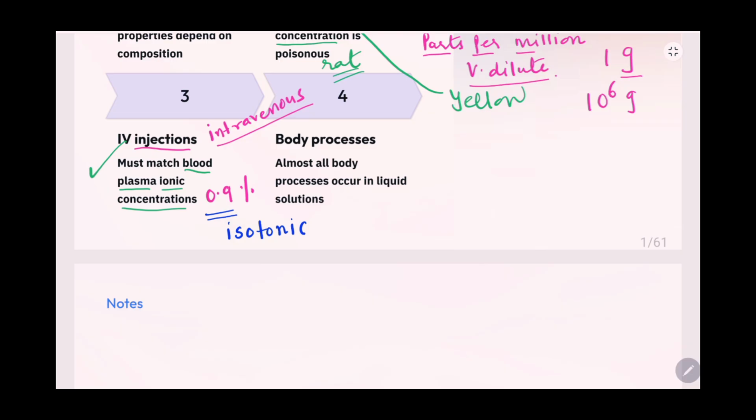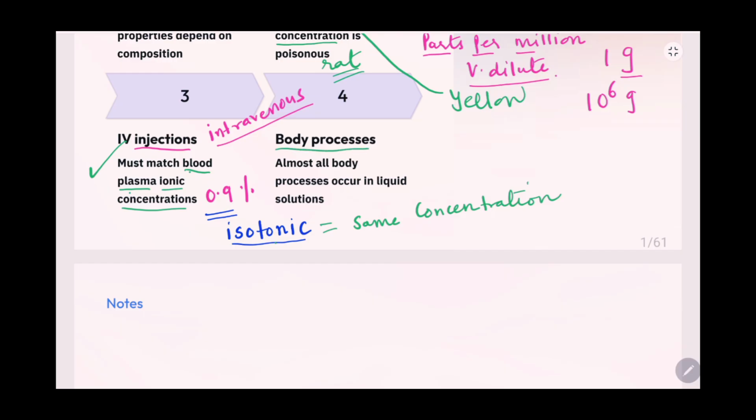It can even cause death. I'm writing a word, isotonic: solutions which have the same concentration. So remember, the fluid injected in the body should be isotonic with the blood plasma.